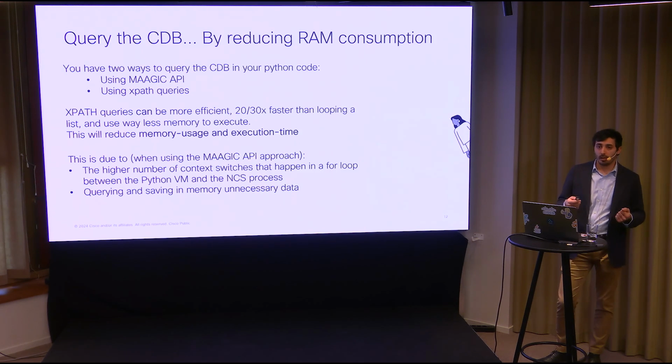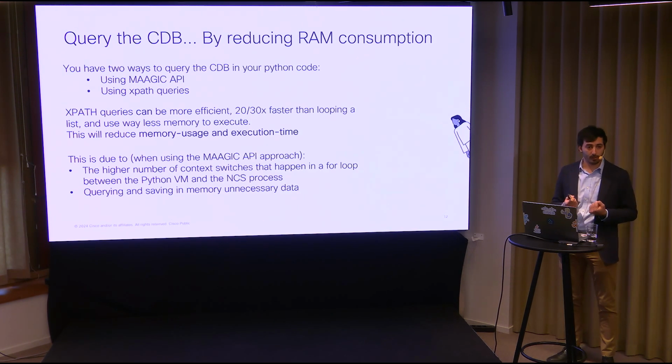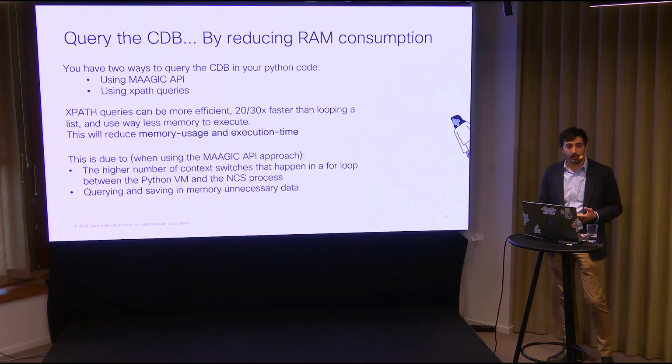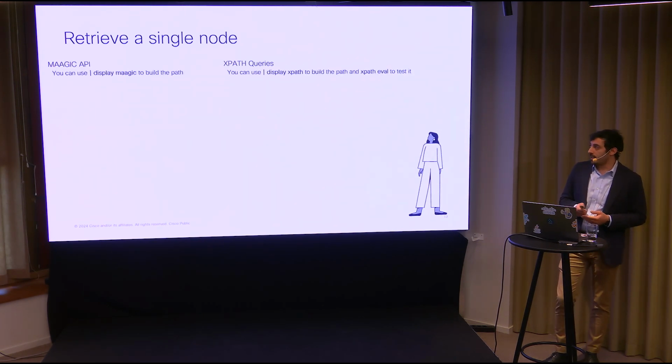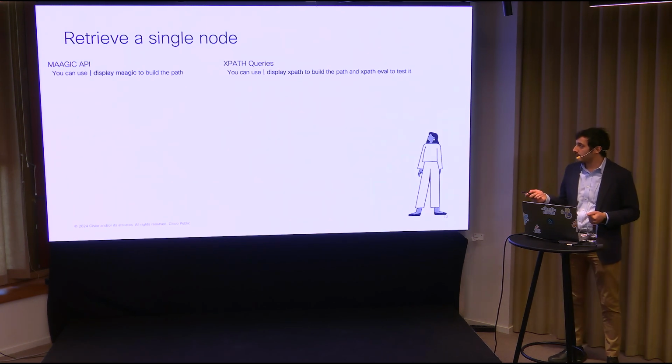What this means is that when I'm iterating over the list of xconnect groups and then over the list of point-to-point, in each iteration I am querying something from the CDB, and I need to save it in memory. So I'm increasing memory usage, and also I'm spending time in context switching. So let's see an example, and let's see how Emma solved this problem using xpath queries.